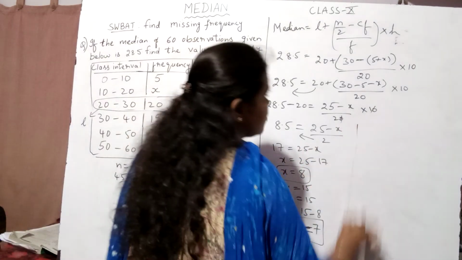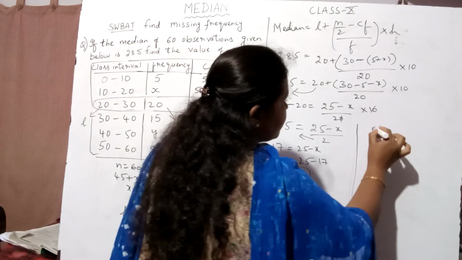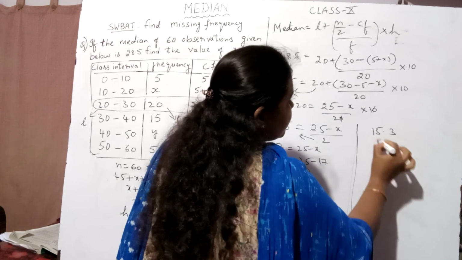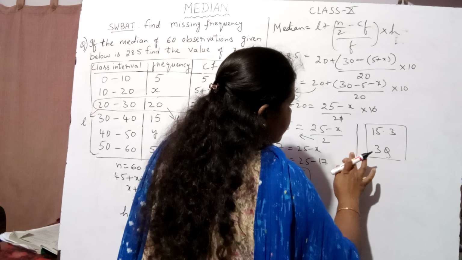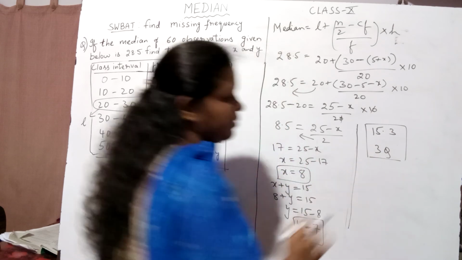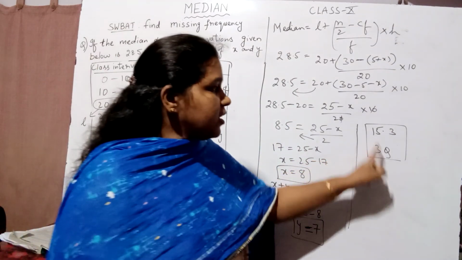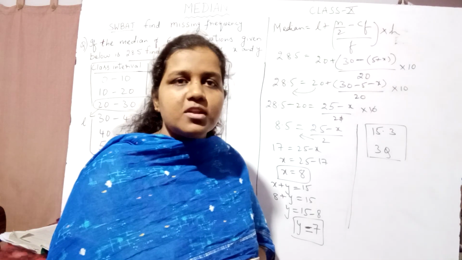So your homework, your assignment, is in exercise 15.3. You have the third question. You have to find the median of the given data. That is your assignment. Do that assignment. So exercise 15.3, find the median of the data given in question number 3.